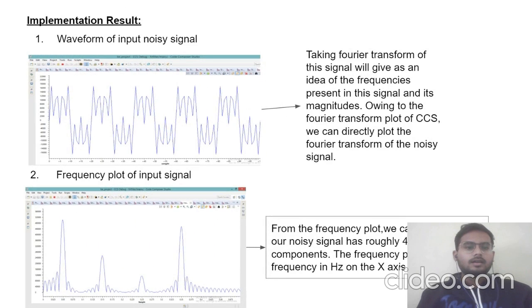The implementation. Now let's see the implementation result. Waveform of the input noisy signal. Take the Fourier transform, which gives an idea of the frequencies present in this signal and their magnitudes. Owing to the Fourier transform plot of CCS, we can directly plot the Fourier transform of the noisy signal. The frequency plot of the input signal: from the frequency plot, we can analyze that our noisy signal has roughly four frequency components. The frequency plot has frequency in Hz on the x-axis.